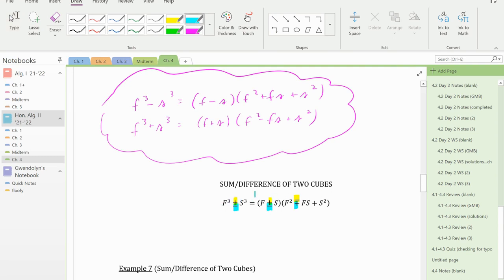So f cubed plus s cubed equals f plus s, all that times the quantity f squared minus fs plus s squared, because that was what was all across the top. And then across the bottom is f cubed minus s cubed equals the quantity f minus s times the quantity f squared plus fs plus s squared.